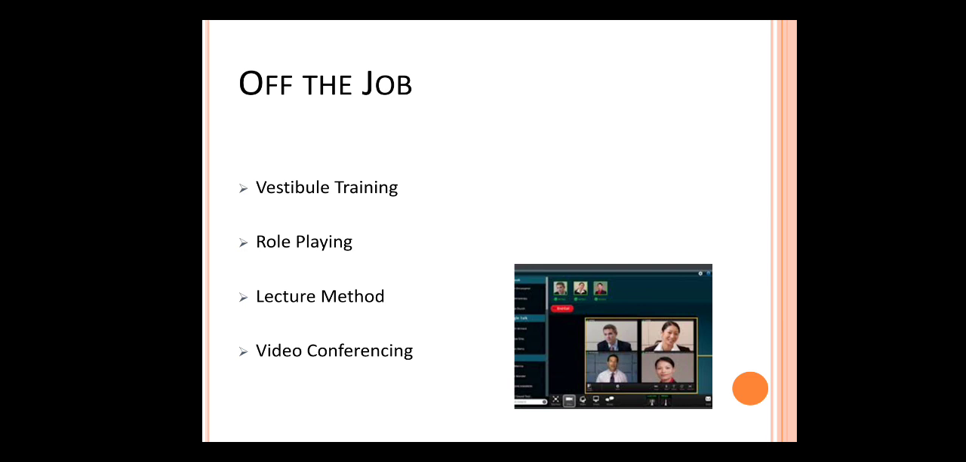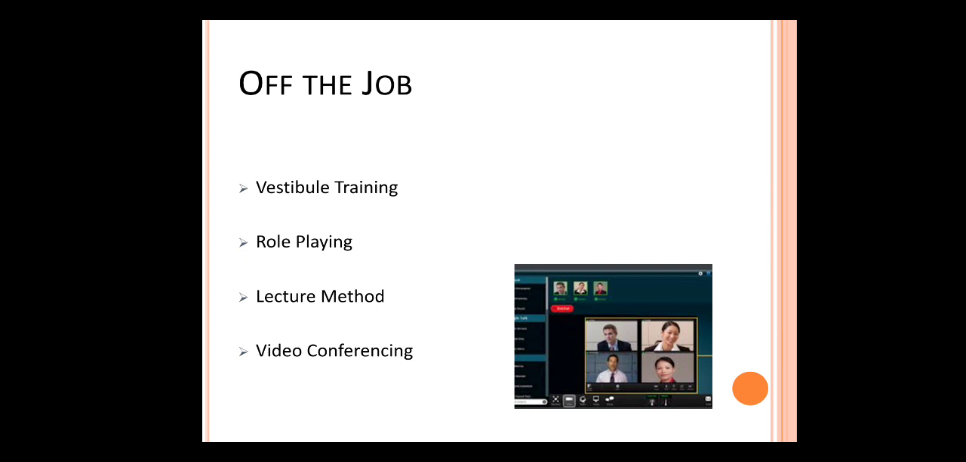Now, there are several methods classified under the off-the-job method. Some of the most common is vestibule training. In vestibule training, actual work conditions are simulated in a classroom. An artificial situation of the actual workplace is created and the employees are asked to work in that situation.